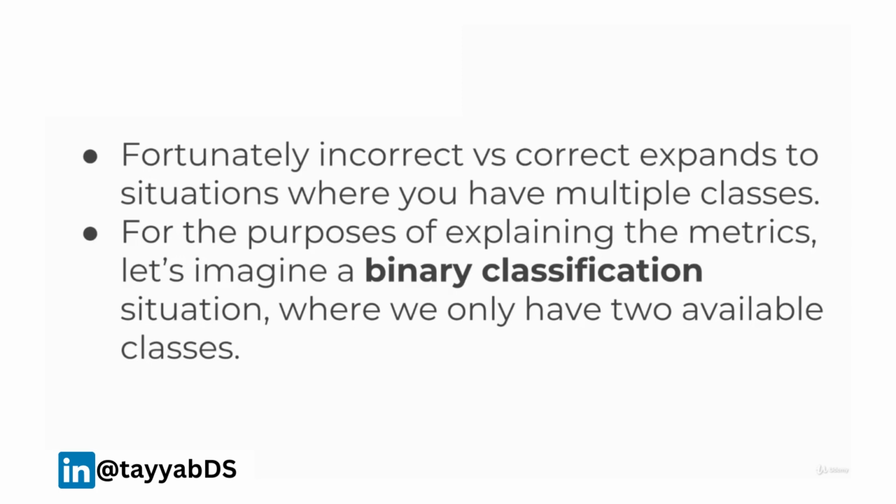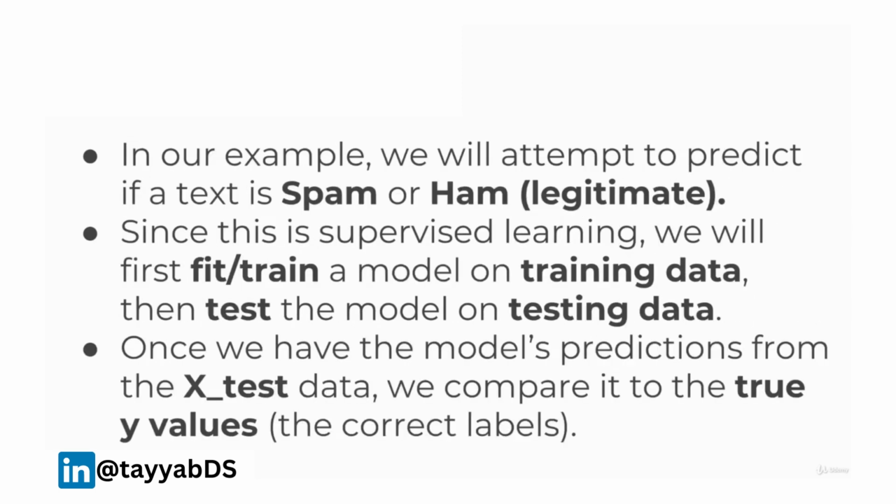Now, for the purposes of explaining the metrics, we're going to imagine a binary classification situation where we only have two available classes, spam versus ham. In our example, we're going to be attempting to predict if a text message is spam or ham, ham being another word for a legitimate message. Since this is a supervised learning process, we first fit or train a model on training data. Then we will test the model on testing data.